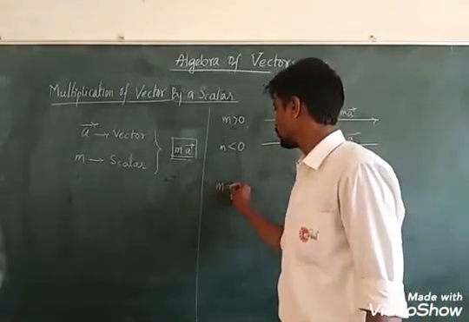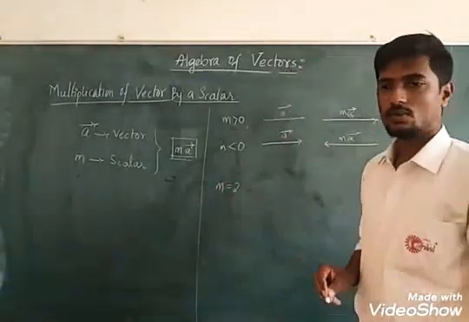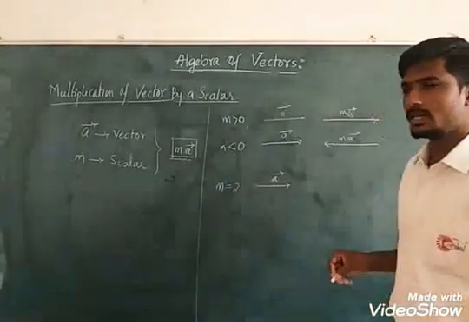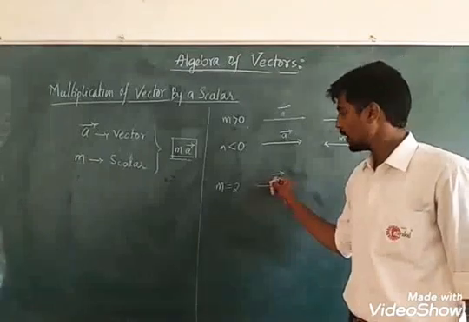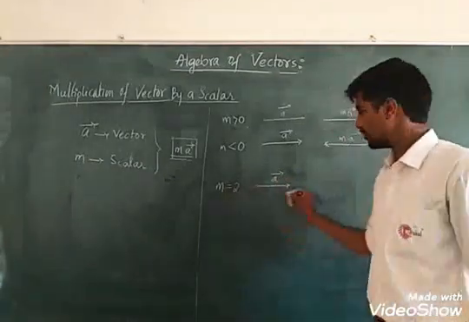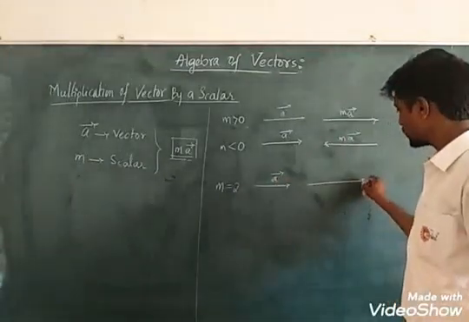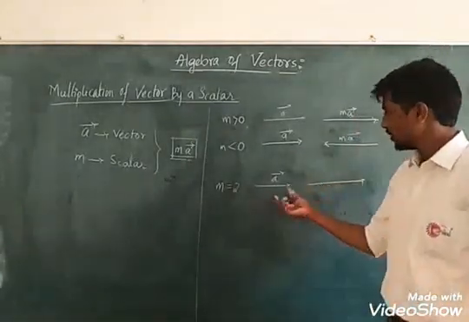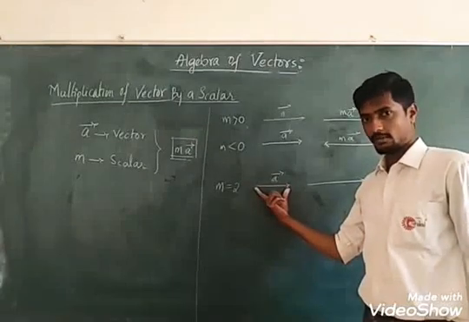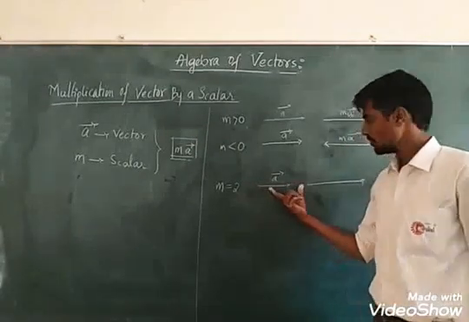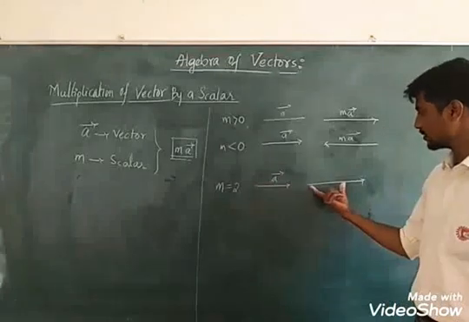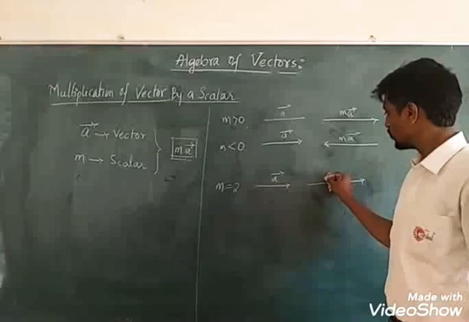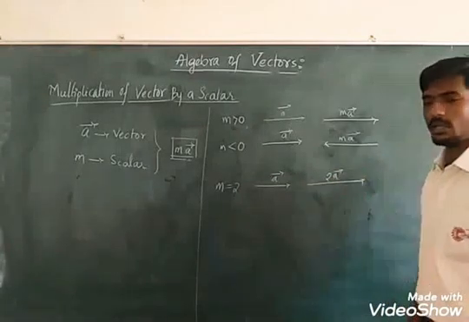Suppose M is equal to 2. This is the vector, and M equal to 2 means we are multiplying its magnitude by 2. So it goes in this direction, because M is positive here. There should be an increment in the magnitude also, and magnitude means the length of the vector. So the length is incremented by 2 units here, which means this is 2 into vector A.